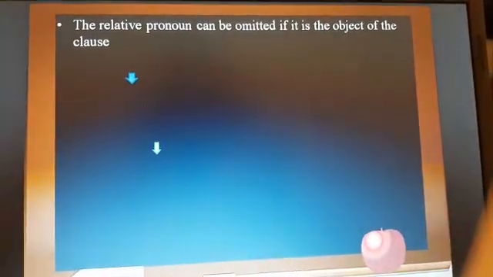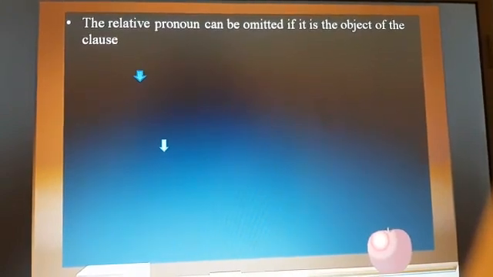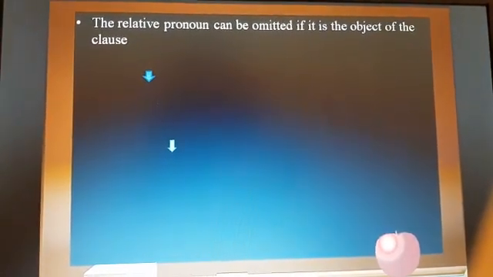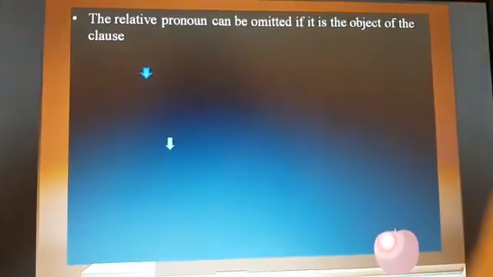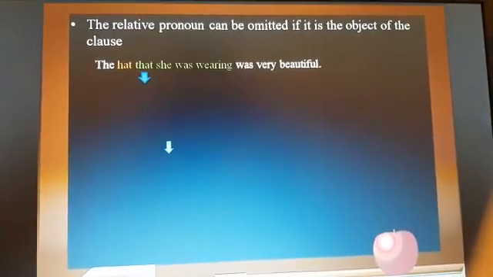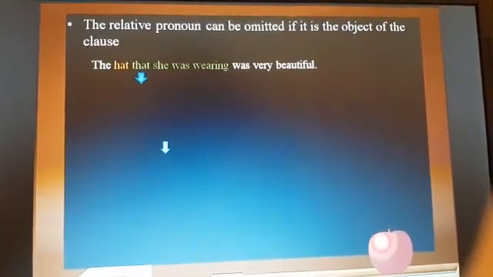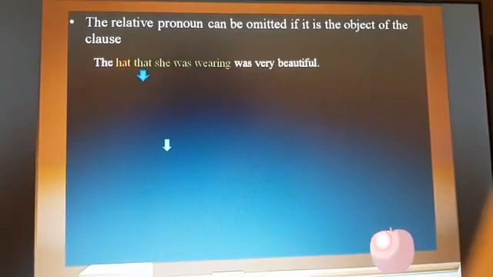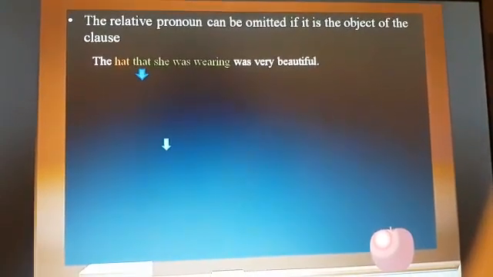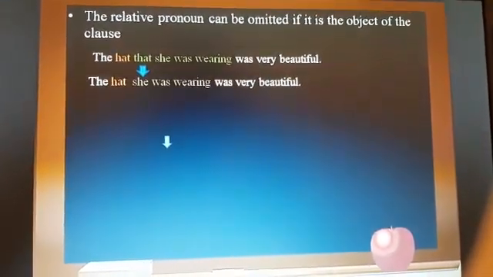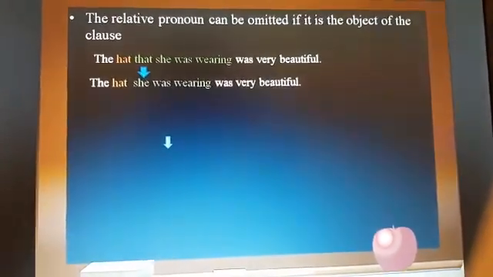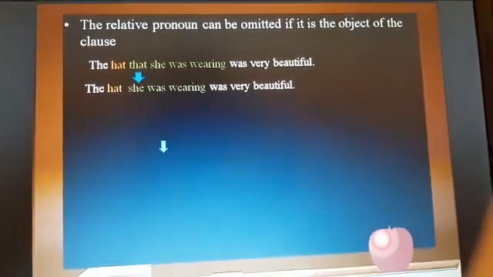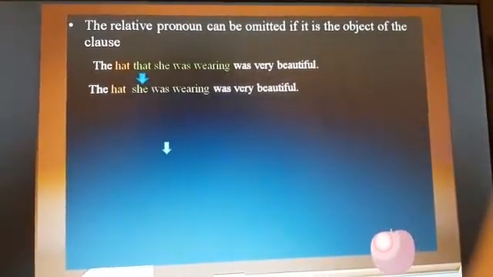The relative pronoun can be removed if it's the object of the clause. Be careful, only if it's the object. For example, the hat that she was wearing was very beautiful. That she was wearing is a defining relative clause. In this case, that is the object pronoun. We may say the hat she was wearing was very beautiful. So we have removed that.